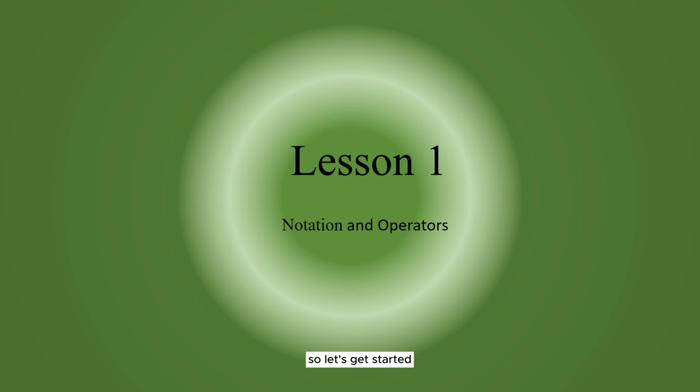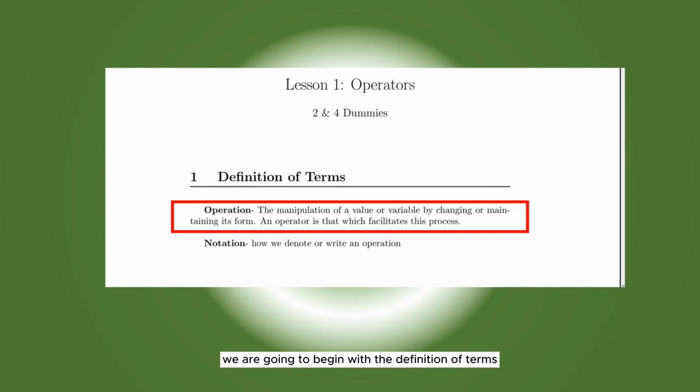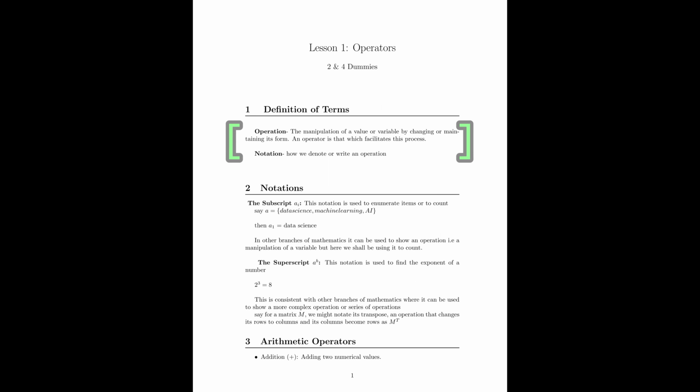So let's get started. We are going to begin with the definition of terms, and we are going to define what an operation is. An operation is simply the manipulation of a value or variable by changing or maintaining its form, and an operator is simply that which facilitates this manipulation or transformation.